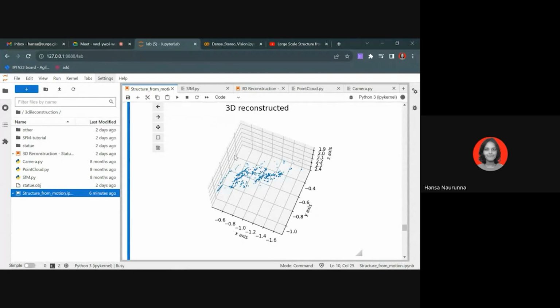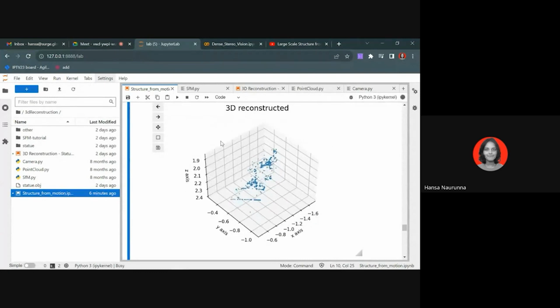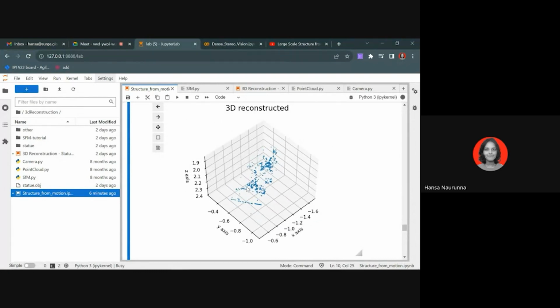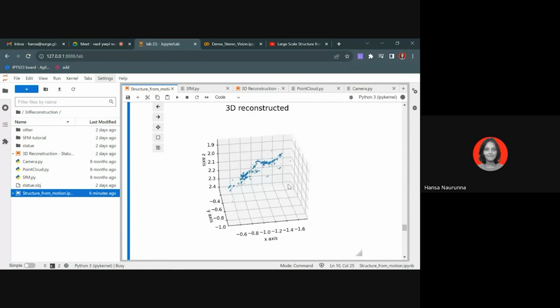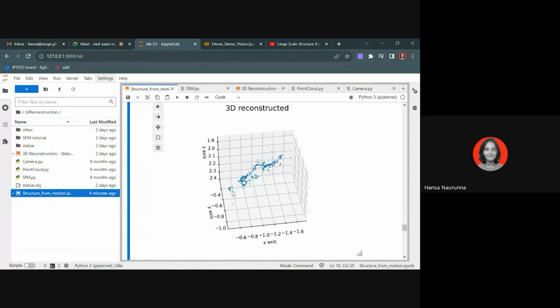So it's figured out that it's on a pedestal and it has the structure. You can see the legs are further away from the pedestal, and you have the head here, and the legs, and then the pedestal.